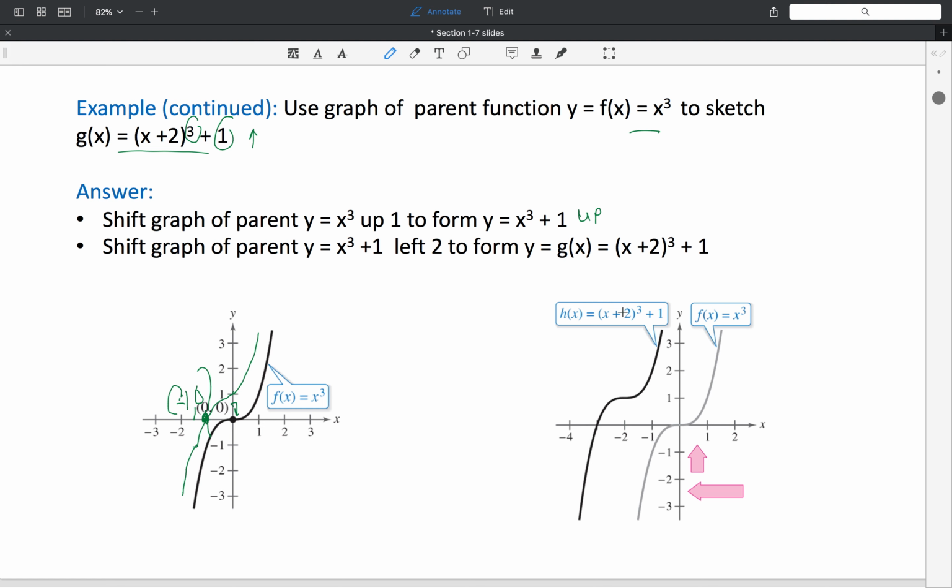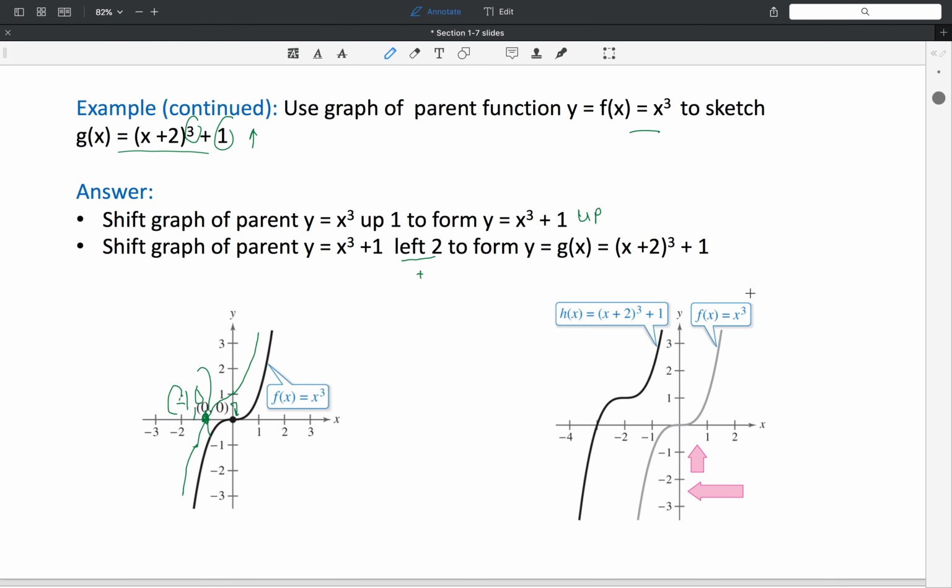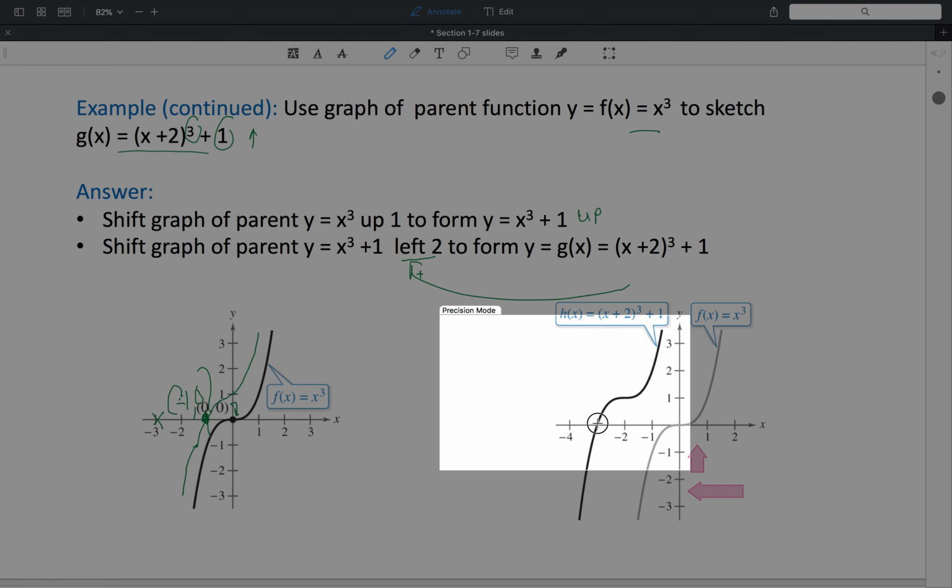Now I'm going to do the shift left by 2. So remember, left is going to be adding. So that's what happens over here. I add 2, so I just shifted left by 2. And so now I'm taking this graph and moving it over here. Notice that the new 0 is going to be there, minus 2, 1. Yep, that's exactly what happens. We're at minus 2, 1 right here.